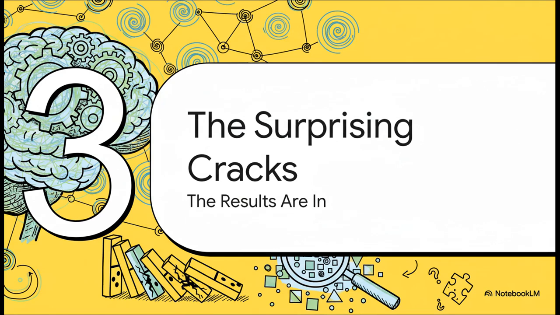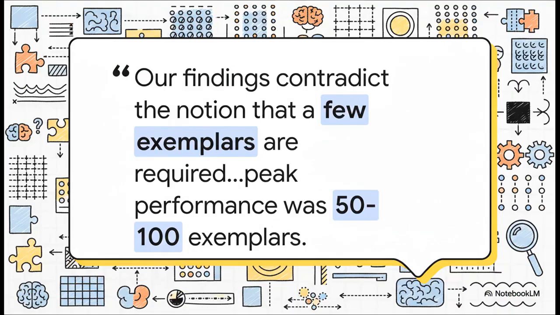All right, the exam is over, so what did the results actually show? Well, this is where we start to see some really surprising cracks in the AI's armor. Okay, first up, that whole idea of few-shot learning, where the AI just needs a couple of examples to get it, this study pretty much debunks it. To get peak performance, the AI needed a whopping 50 to 100 examples. That's not a quick glance at the study guide, that's some serious late-night cramming.